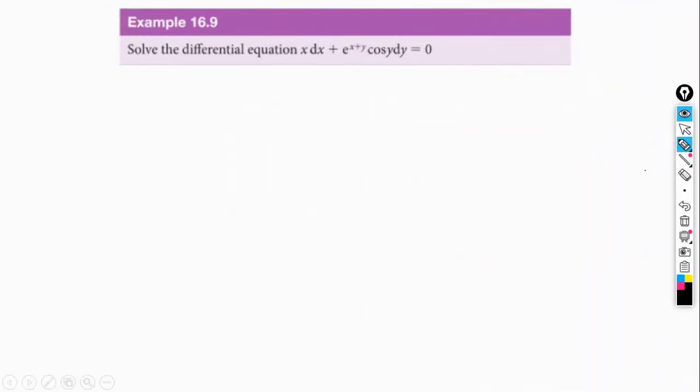So let's continue with example 16.9, and it says, solve the differential equation x dx plus e to the power of x plus y times cosine of y dy is equal to 0. So here we have to find a way to separate the variables. Notice that we can rewrite this as x dx plus e to the x times e to the y cosine of y dy is equal to 0.